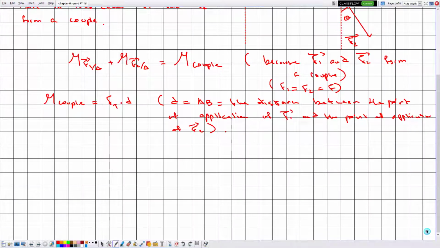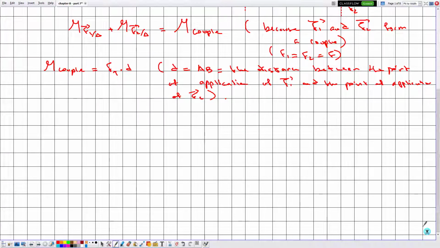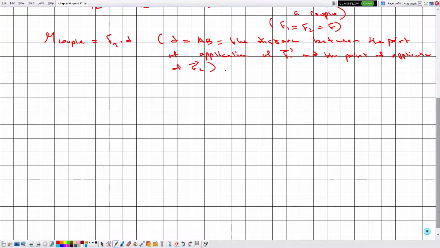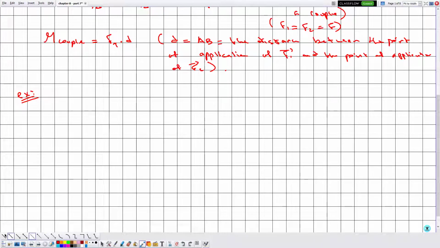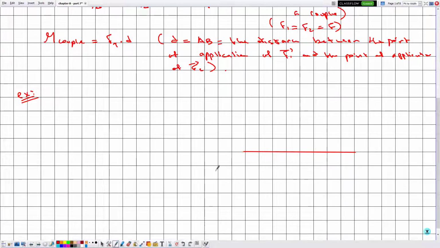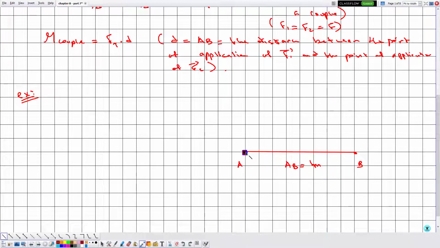So if you want an example on that, now suppose here we have a rod AB, and the length of AB is given by 1 meter. Now we have a force F1 applied like this, and we have another force applied like this.